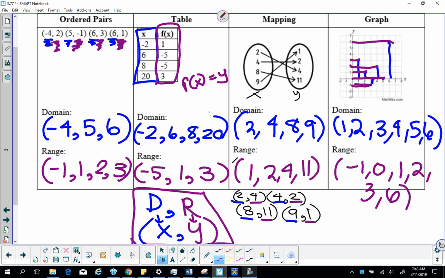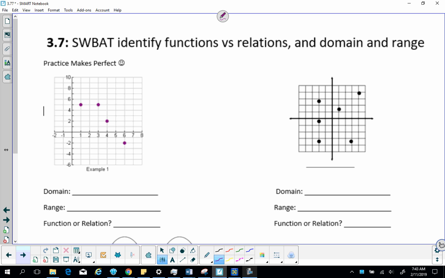So your practice, if you go to your packet, it looks something like this, where it says function or relation. Don't worry about that. We're doing that next class. So wherever you see function or relation, that's our lesson for next class, so don't even worry about it. And for this one, you can skip this one because I don't like it. Skip this one altogether.